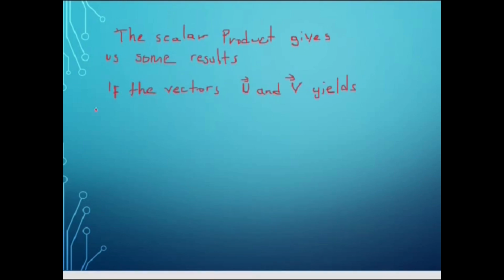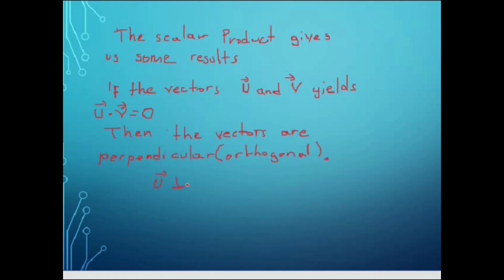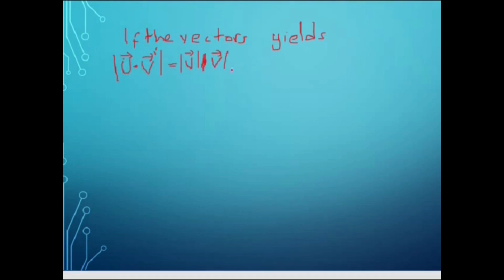The scalar product gives us some results. If the vectors u and v yield the scalar product of u and v equals 0, then the vectors are perpendicular, orthogonal. If the vectors yield the magnitude of the scalar product of u and v equals the magnitude of u times the magnitude of v, then the vectors are collinear.